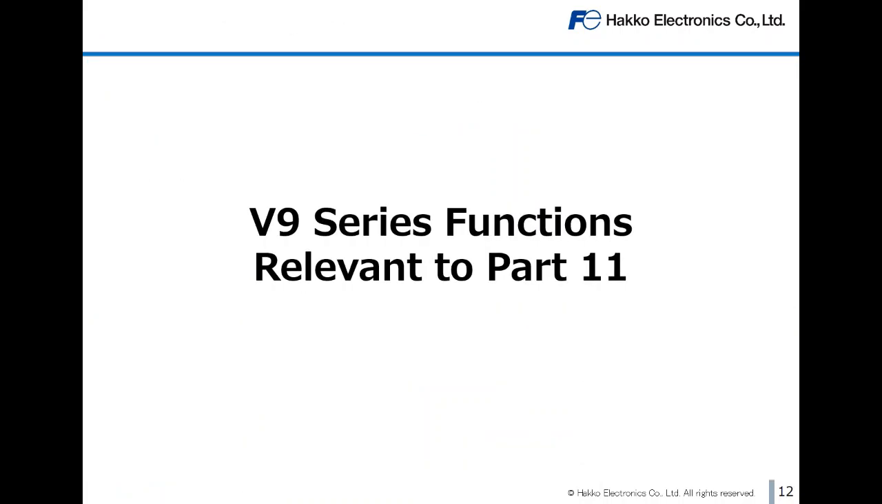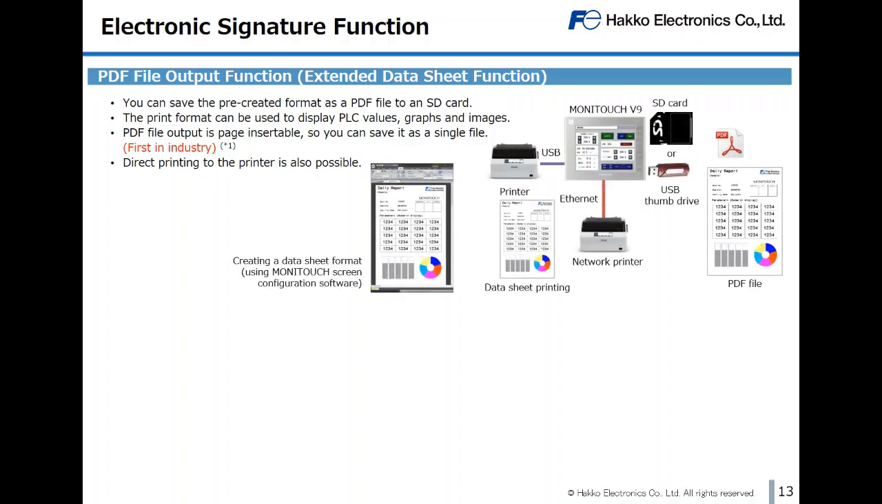Now let's move on to the V9 series functions which are relevant to Part 11. First is about PDF output and electronic signature function. By outputting the extended data sheet in a PDF file, as we explained before, the electronic report can be saved in the storage device. It is possible to output the PDF file for each date and also to insert a new page to the specified file.